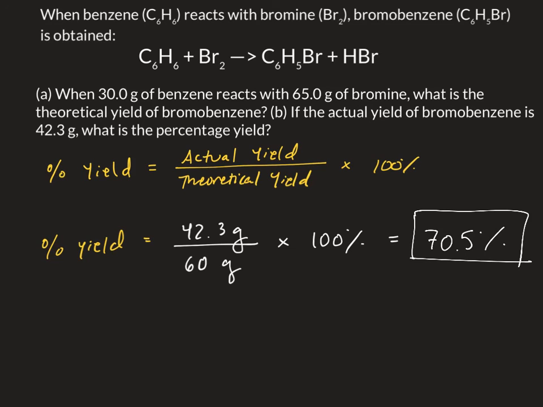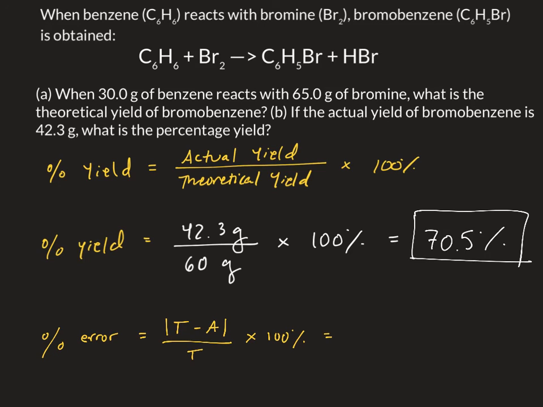Actually, I forgot to throw in part C of this question. Let's figure out what our percent error is. We can take 100% and subtract this value from it, or we can do it the long way. I'm going to do it the long way just to show you that equation one more time. We have our theoretical minus our actual, the absolute value of that, divided by our theoretical times 100%.